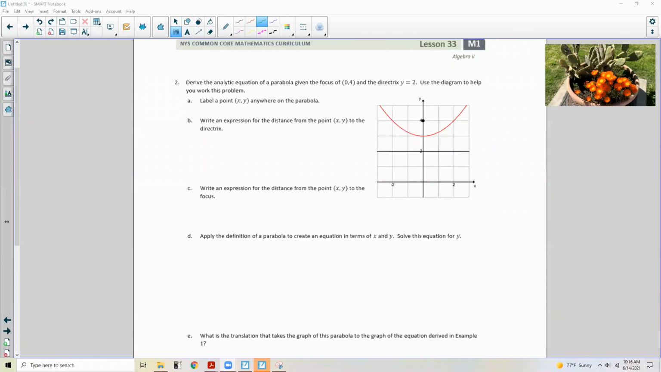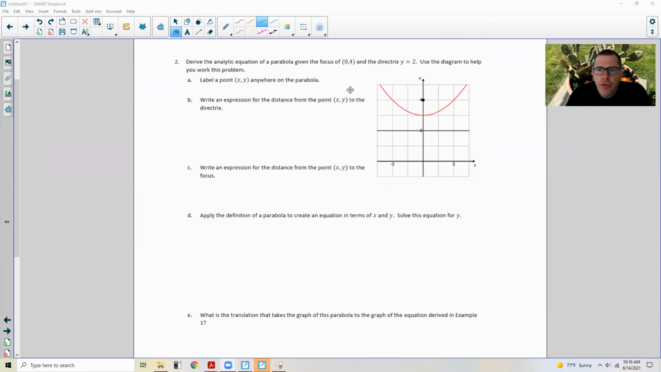Page 5, number 2. It says to derive the analytic equation of a parabola given the focus of (0, 4) and the directrix y equals 2. So the directrix is right here, and this is the focus right here. Use the diagram to help you work this problem. It says to label a point (x, y) anywhere on the parabola. I'm just going to label its vertex. That's right here, and that is the point (0, 3).